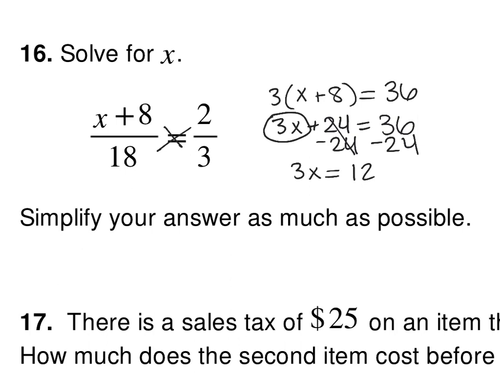Again, you'll have your calculator. 3 times x, so to undo that multiplication, we're going to divide by 3. What you do to one side, you got to do to the other. You're left with x equals 4.